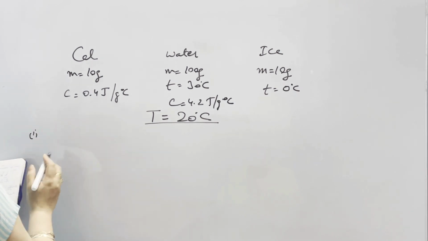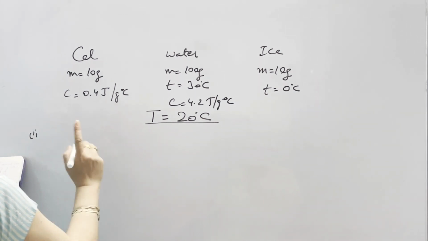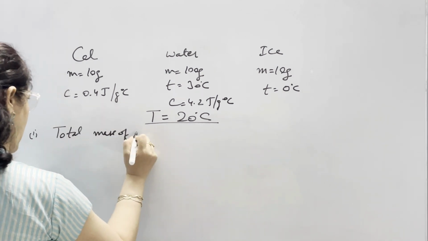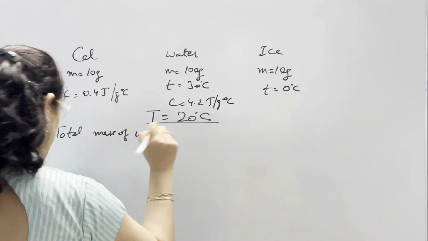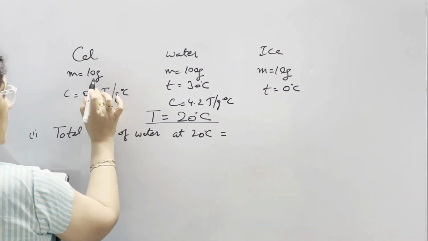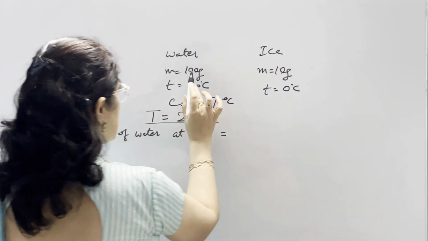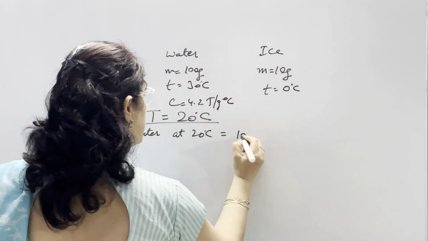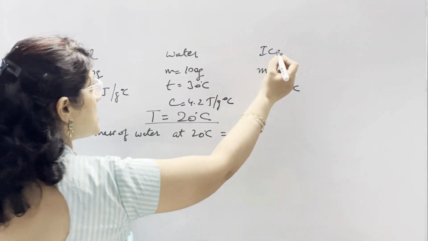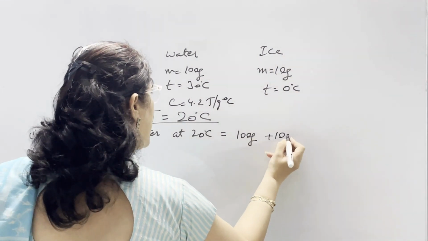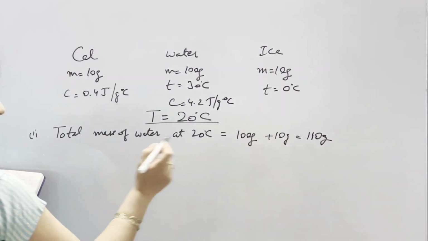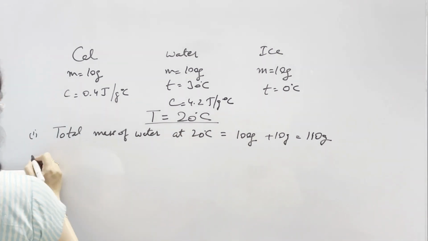In the first part, what they have asked about is the total mass of water in the calorimeter. So the total mass of water in the calorimeter at 20 degrees Celsius: this is the weight of calorimeter, and this is the weight of water, it means 100 gram. But is only this much water present in the calorimeter? No. This ice is also melted, so we need to add this ice also. It means 110 gram of water in the calorimeter is present at the temperature of 20 degrees Celsius.